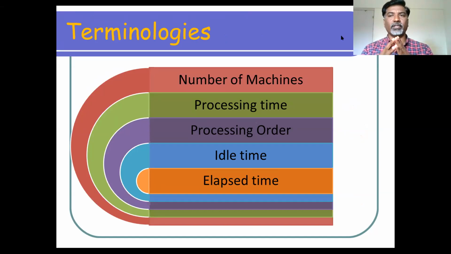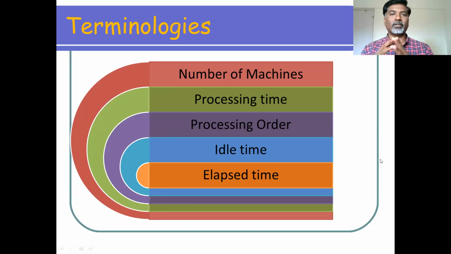The first terminology is job numbers. Then the number of machines. Number of machines is nothing but on how many machines you have to process the given jobs. Is there a single server or multiple servers? Is there a single machine or multiple machines? That is the number of machines.